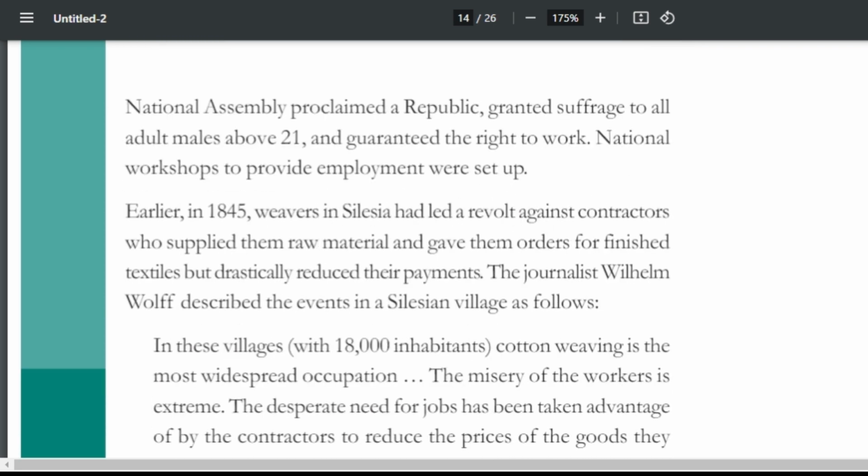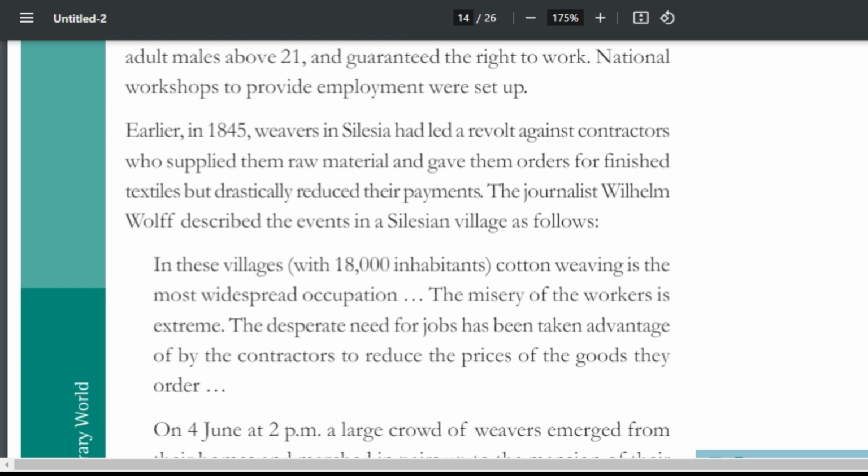Earlier, in 1845, weavers in Silesia had led a revolt against contractors who supplied them raw material and gave them orders for finished textiles but drastically reduced their payments. The journalist Wilhelm Wolff described the events in the Silesian village as follows.